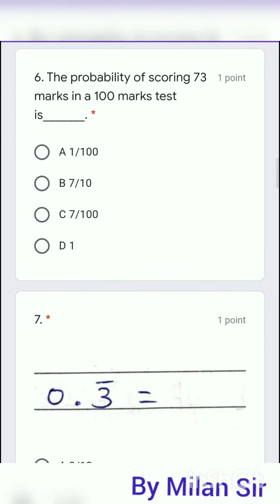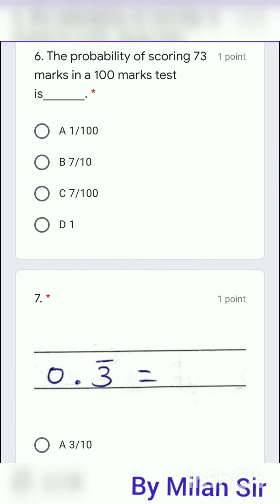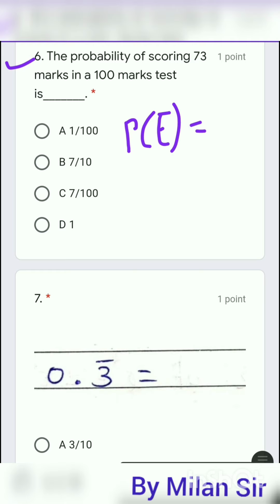After that, question number 6. The probability of scoring 73 marks in a test, in a 100 marks test, is. Here we need to find the probability. For that, in the numerator, favorable outcomes. Now here we need to find the probability for 73 marks. It does not mean that our favorable outcome is 73. What we just need to check is how many times 73 will come in 1 to 100.